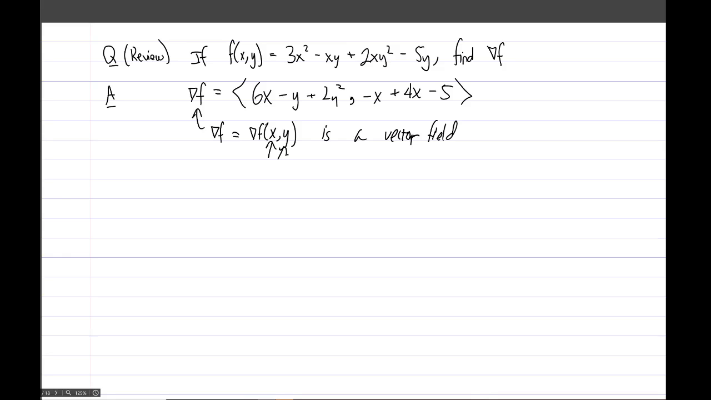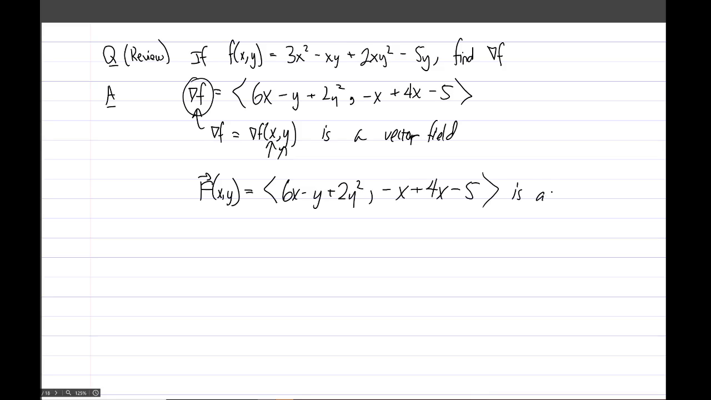So let's just name this vector field here with a capital F arrow right now. So capital F arrow is 6x minus y plus 2y squared, comma, negative x plus 4xy minus 5, finish angle bracket. So this is a vector field. A thing that we had learned a long time ago, just taking a function with multiple input variables and finding its gradient, was already a vector field way back when anyway.